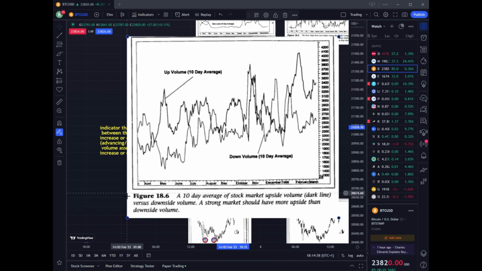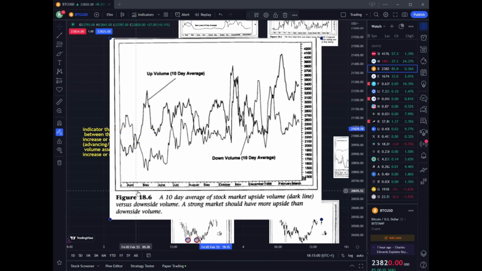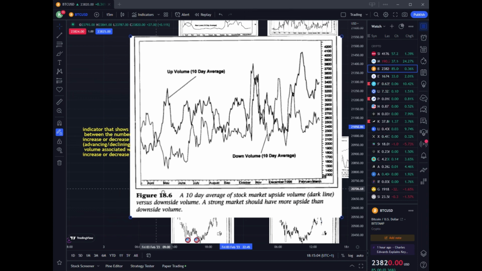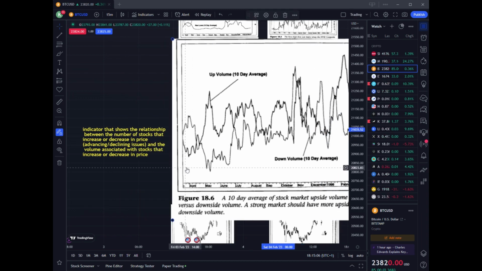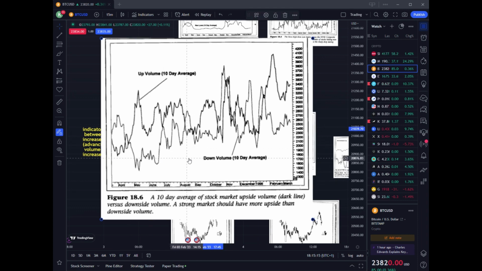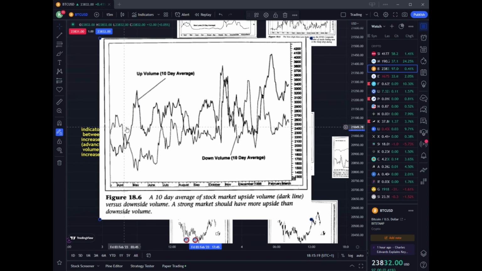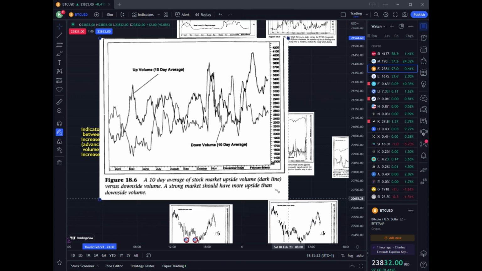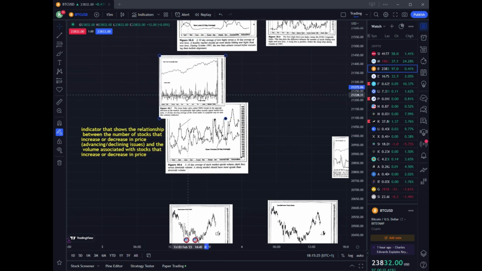This is the up volume and the down volume. So you can also make an indicator out of this one, which they have done. This indicator shows the relationship between the number of stocks that increase or decrease in price and the volume associated with the stock increase in price. So, not sure if this is a single stock, but I guess when an up candle happens, you have these graphs happening. But I'll just get on it in a second.